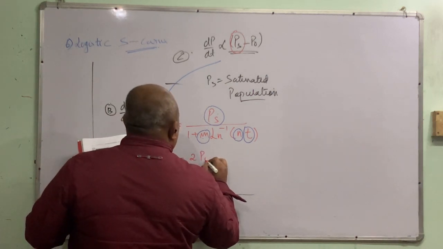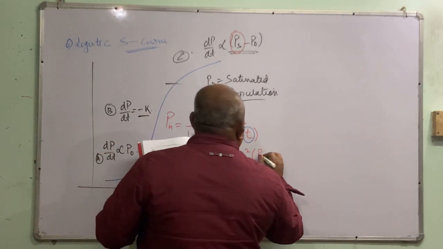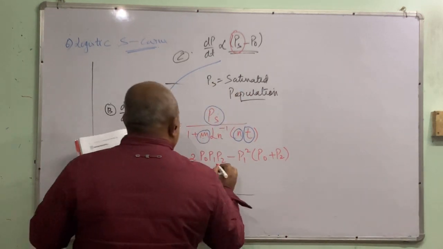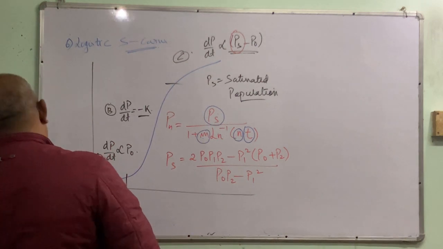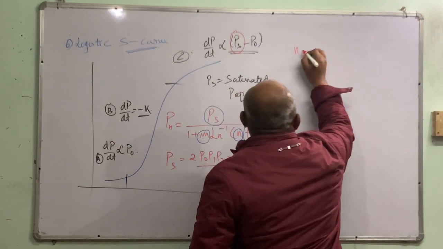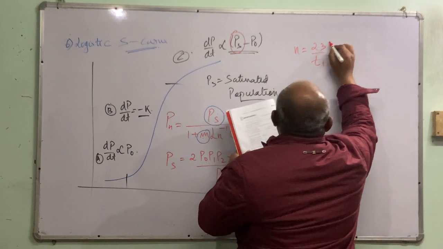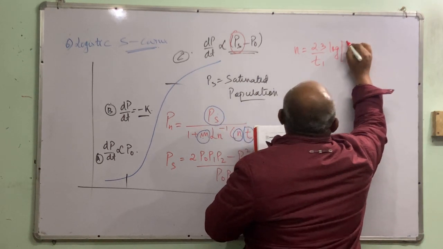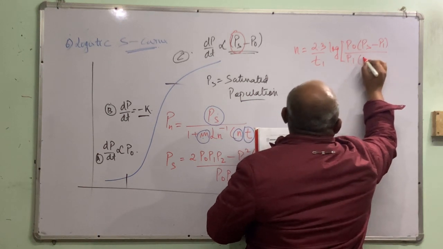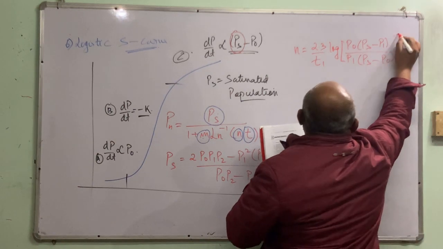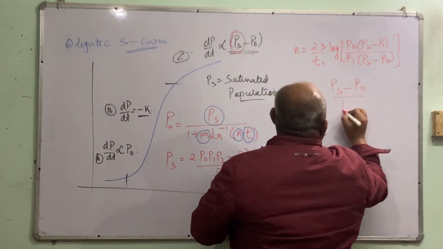So PS is 2 P0 P1 P2 minus P1 square, P0 plus P2, divided by P0 P2 minus P1 square. This is PS. What about N? N is equal to 2.3 divided by T1, this is log of base 10, of P0 into PS minus P1, bracket close, divided by P1 into PS minus P0. This is a very, very complex formula, even I don't know it by heart. And M is equal to PS minus P0 divided by P0.